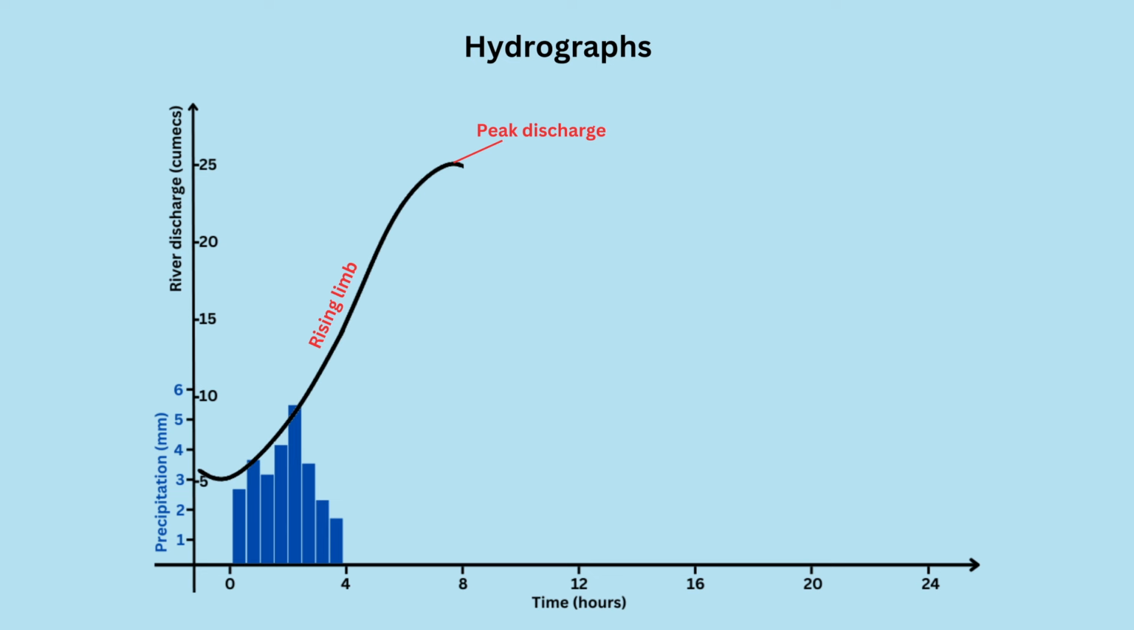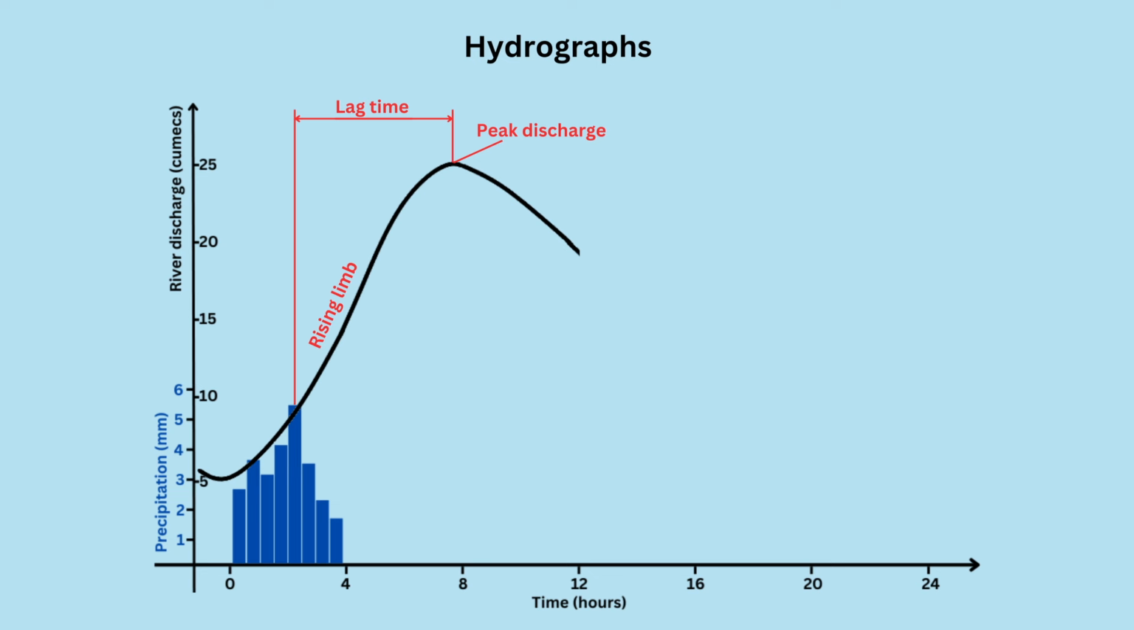Lag time is important because it shows how quickly water is transferred into the river channel during and after a rainfall event. The shorter the lag time, the greater the risk of flooding. Lag time is the difference between peak rainfall and peak discharge. In this example, it is 5.5 hours.